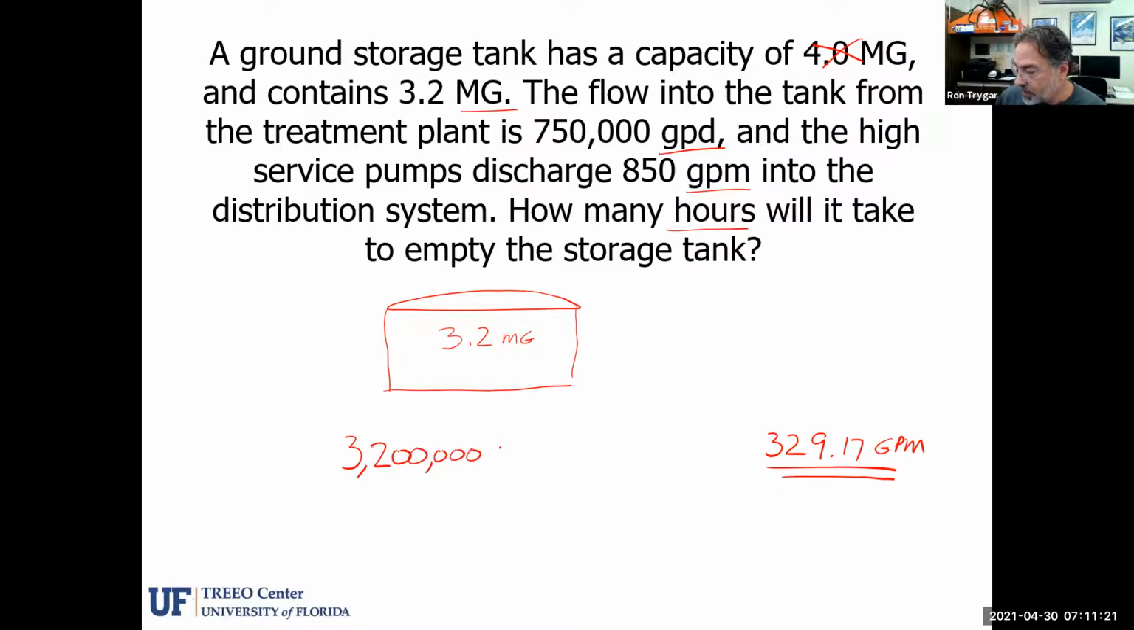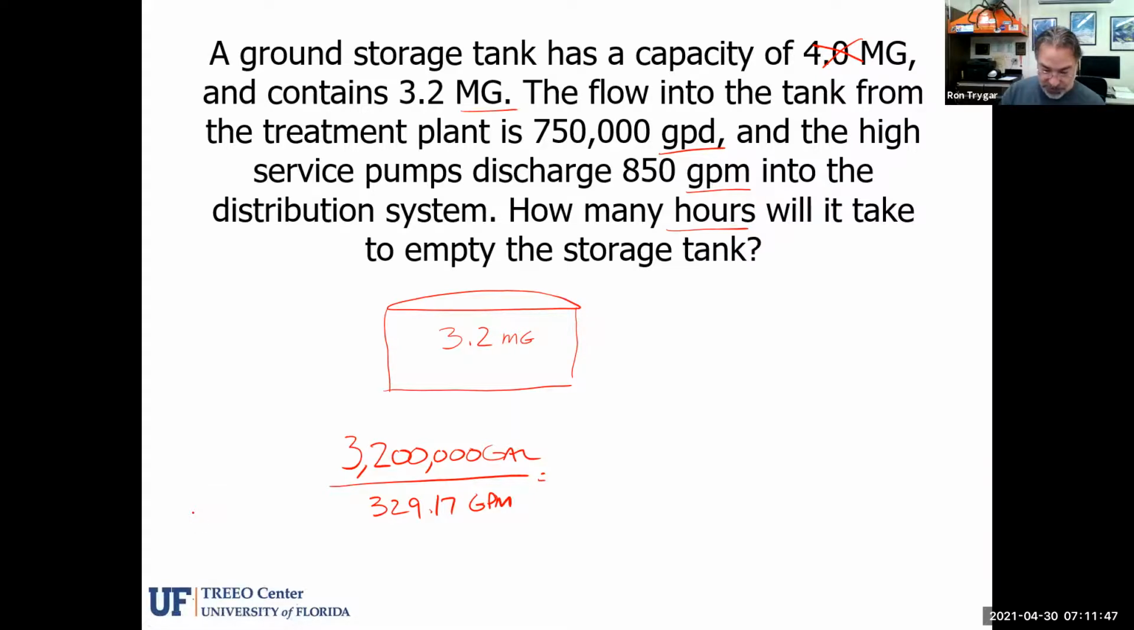3,200,000 gallons in the tank. So we're pulling out of the tank at 329.17 gallons per minute. And now what we're going to come up with is the minutes that it's going to take to empty the tank. So let's go ahead and erase this and get this out of the way because we're done there. And let's work this math.